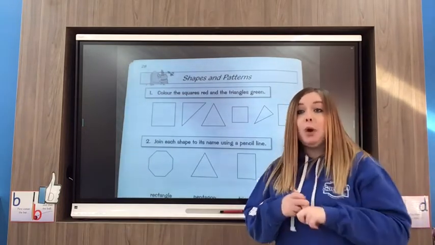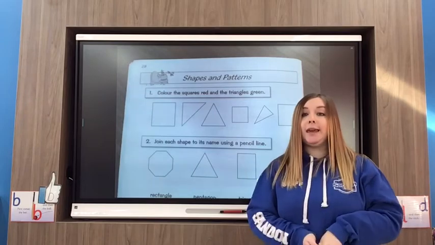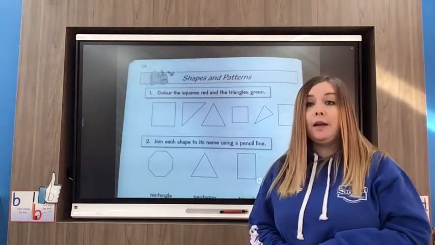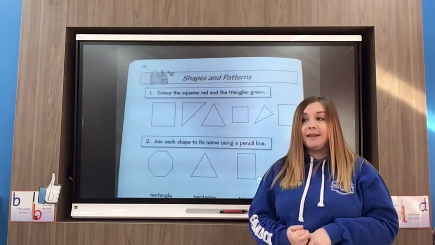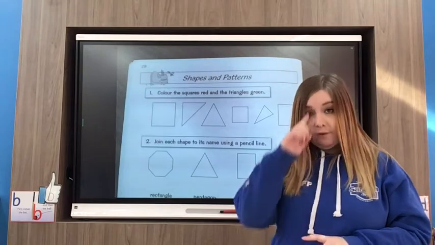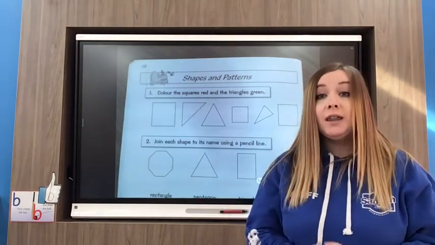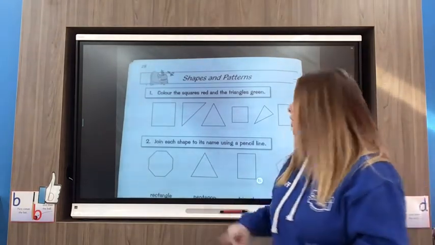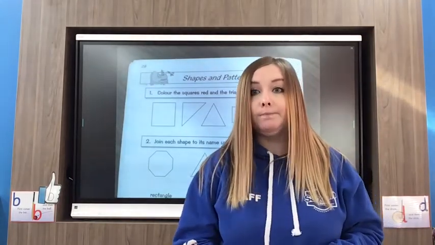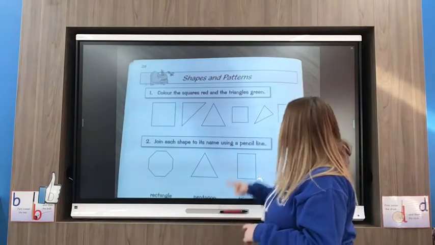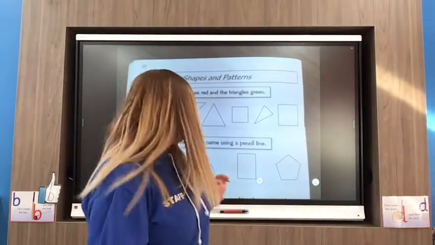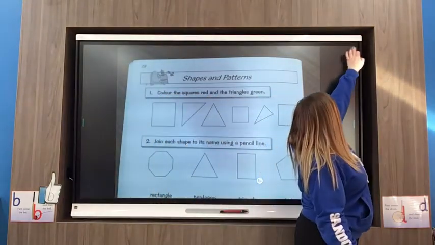Now think about what we've just been looking at. How many sides does a triangle have? How many sides does a square have? It doesn't matter if they look a little bit different. If it's got 3 sides, that must make it a triangle. If we go back to our board then.